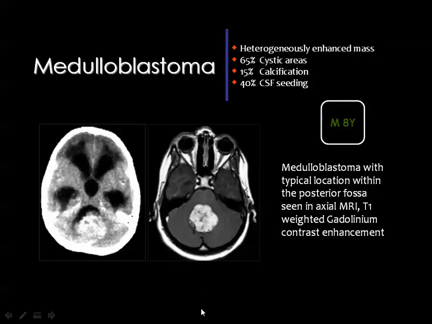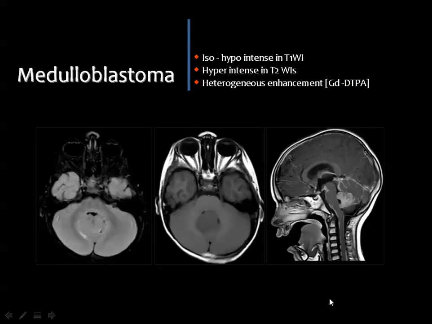And these are two examples of medulloblastoma by CT and by MRI T1 post contrast, and you can see the enhancement of the tumor, and the incidence of calcium is less than ependymoma. This is 15%, and ependymoma is about 50%. Then cystic changes are here more common, and the CSF seeding is a well-known feature of this medulloblastoma.